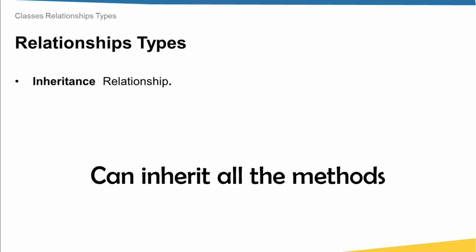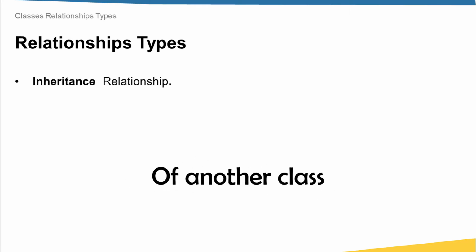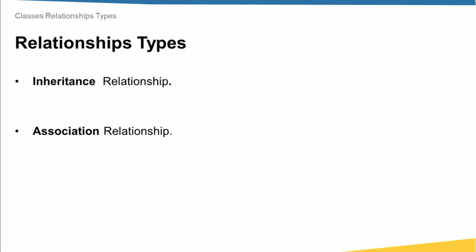In the OOP world, there are two types of relationships. The first one is known as inheritance relationship. In this type, one class can inherit all the methods and the attributes of another class. In other words, these methods and attributes become available to the new class without the need to redefine them from scratch. The second type of relationships is association relationship, and the idea behind this type is quite simple.